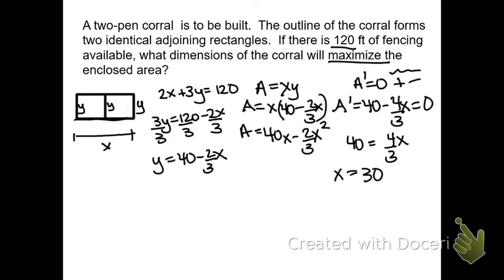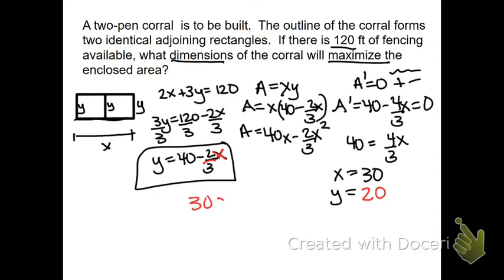Okay, so they want to know the dimensions. So I need to find y also. So I'll be plugging that in right here. If x is 30, I'm going to divide that 30 by 3, which would be 10 times 2 is 20. 40 minus 20 is 20. Double check my math. But if my math is right, then the dimensions of the outer pen would be 30 by 20.